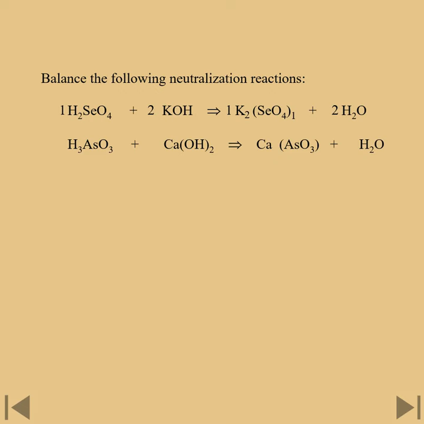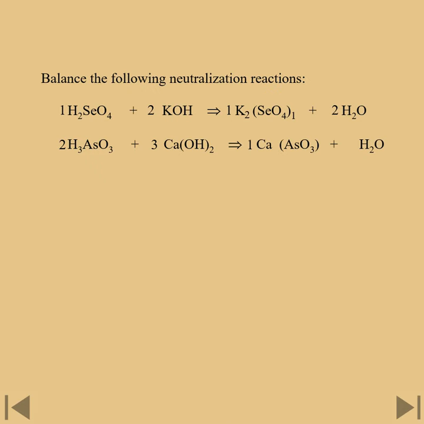Okay, we have arsenic acid reacting with calcium hydroxide to form calcium arsenate and water. Arsenic acid has 3 hydrogen ions. Calcium hydroxide has 2 hydroxide ions. The least common multiple of 3 and 2 is 6, so I'm going to need 6 of each. For 6 hydrogen ions, I need 2 arsenic acids. For 6 hydroxide ions, I need 3 calcium hydroxides.